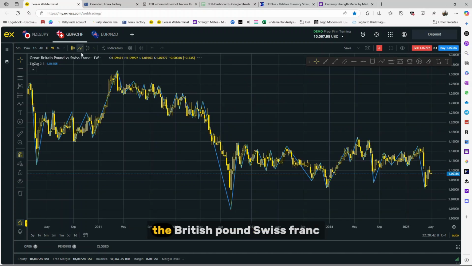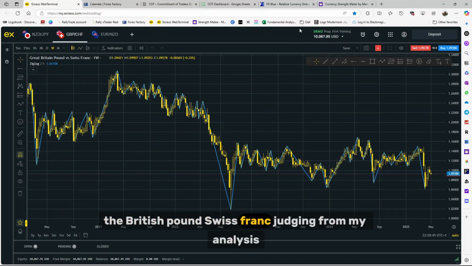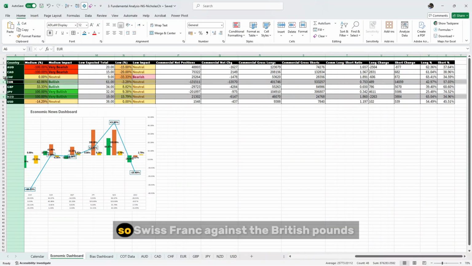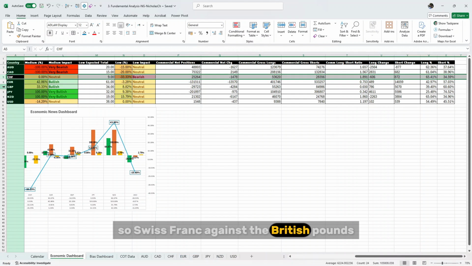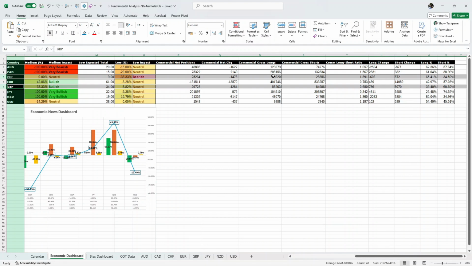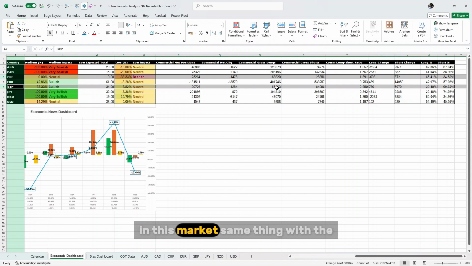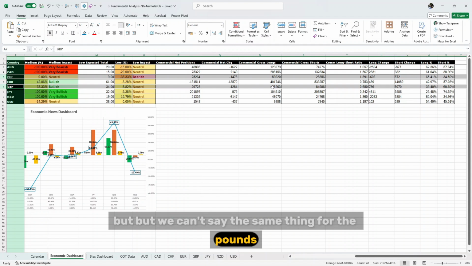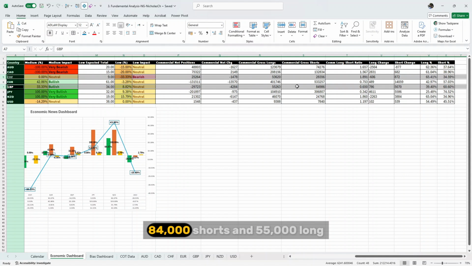Heading for the last guy on the table, the British pound Swiss franc. Judging from my analysis, so Swiss franc against the British pounds. Observing the COT data here, we can see net position change. They were reducing the British pound position, while they added more to the Swiss franc position. There was an additional change of shorts, but there are still more longs than shorts in this market. We can't say the same thing for the pounds. The pounds is 84,000 shorts and 55,000 long. So they're going more short on the pounds and more long on the Swiss franc.